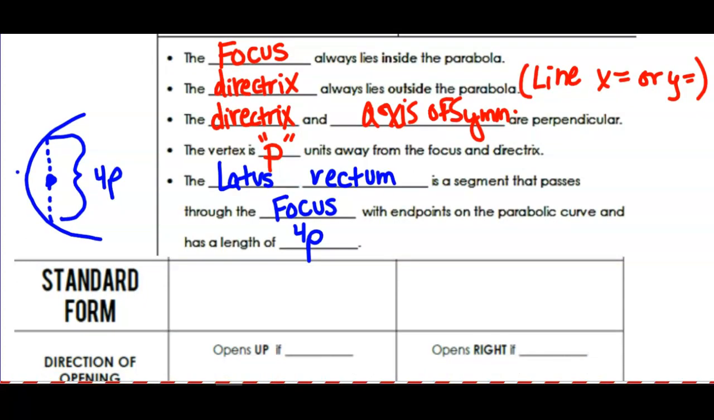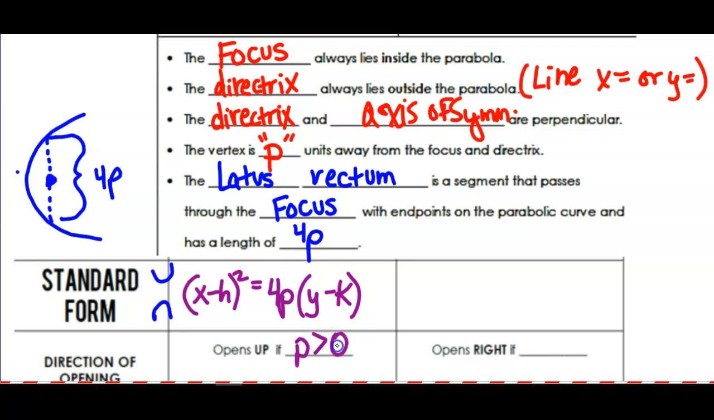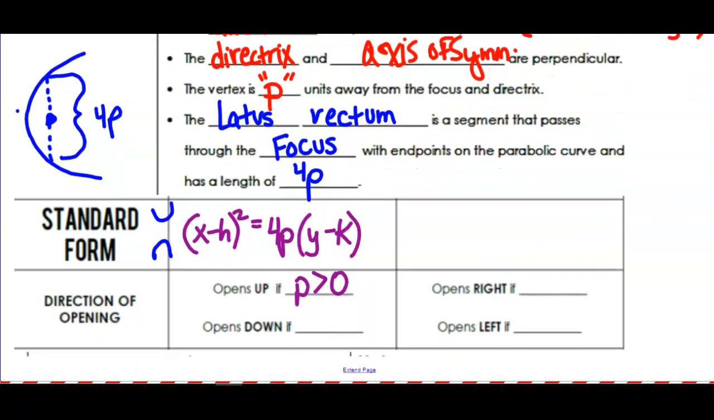So the standard form we are looking at, when it opens up or down, the form is (x - h)² = 4p(y - k). All right? And it opens up as long as p is a positive number, and it opens down if p is a negative number.